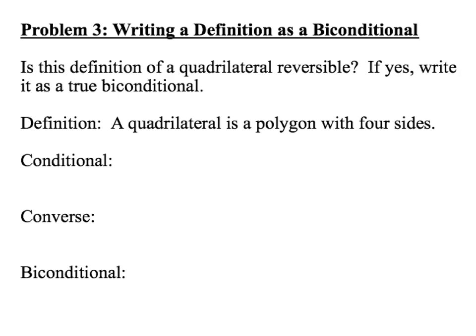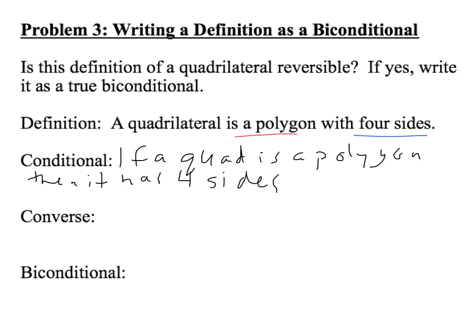So for this problem, I have a definition: a quadrilateral is a polygon with four sides. You should look for the two parts within the definition. Here I have "quadrilateral is a polygon," and it has four sides. So that would be my two parts. You should try to pause this and write this as a conditional statement. My conditional statement says, if a quad, which is a quadrilateral, is a polygon, then it has four sides.